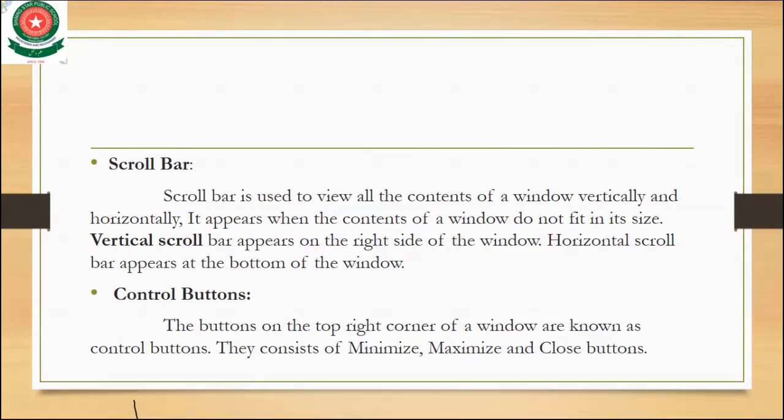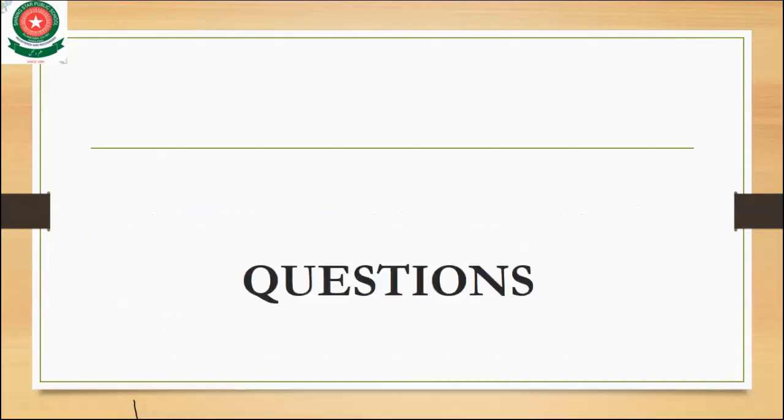Next is the control button. These buttons are on the right side of the top corner of a window. They contain the maximize, minimize, and close buttons. With maximize you can enlarge your screen, with minimize you can minimize your screen, and with the close button you can easily close your window.